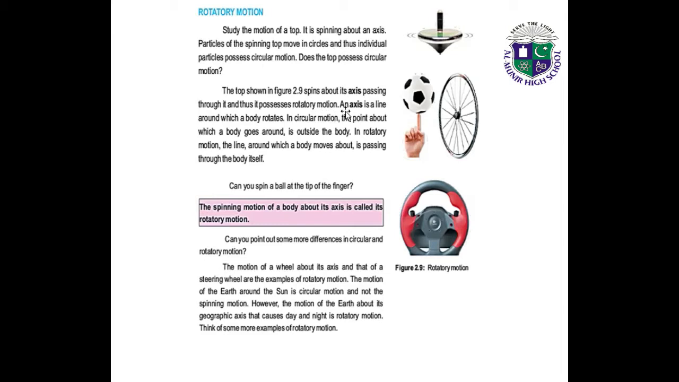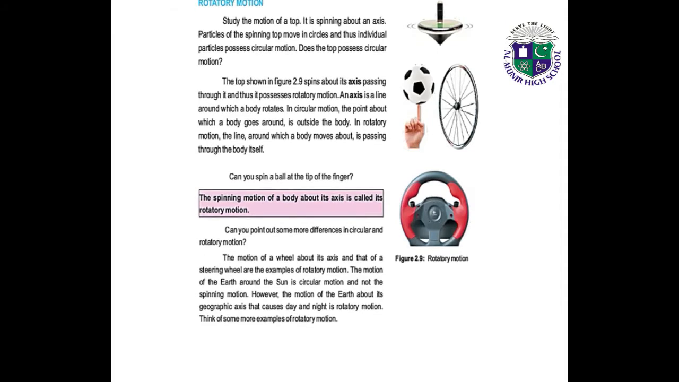What is an axis? An axis is a line around which a body rotates. So we can say that the spinning motion of a body about its axis is called its rotatory motion. Examples are the motion of a wheel about its axis and that of a steering wheel. The motion of the earth around the sun is circular motion and not the spinning motion. The motion of the earth about its geographic axis that causes day and night is rotatory motion.